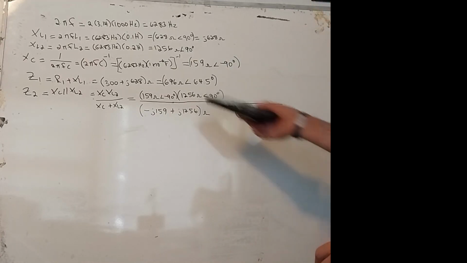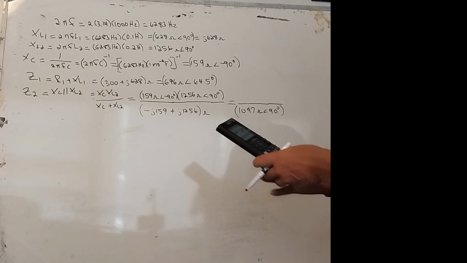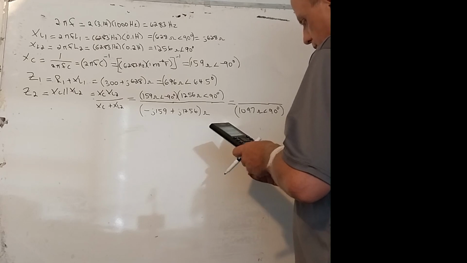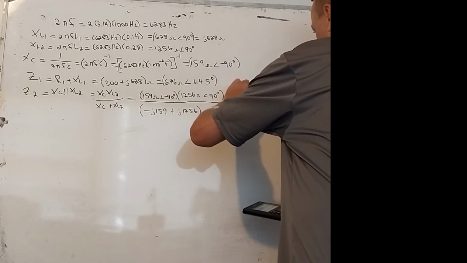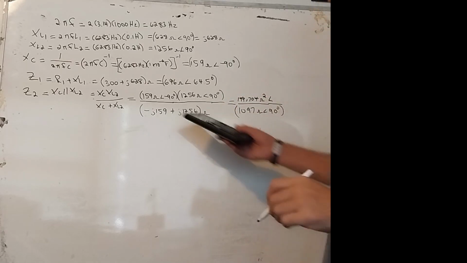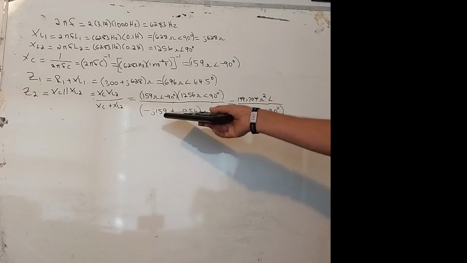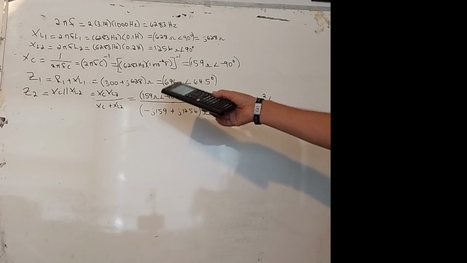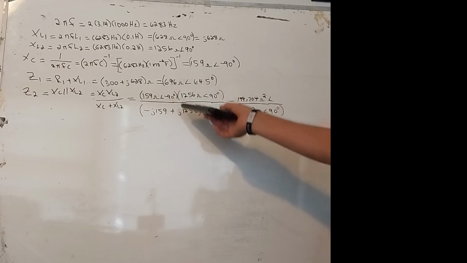1097 ohms. Now this top half, we just do the product of 1256 and 159, and that's 199,704. This is ohms squared. We did the product of the ohms too. We always do the product of the magnitude of the values, and we take the product of the units as well.